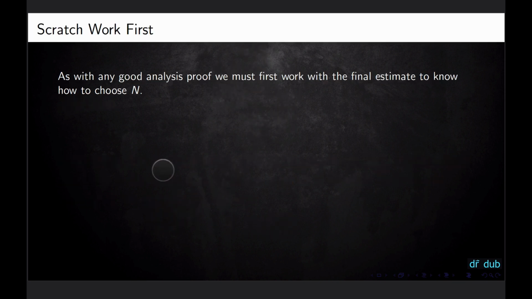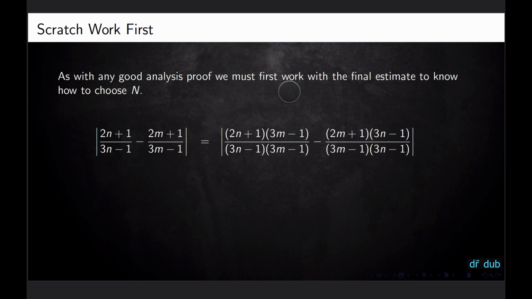As with any good real analysis proof, we're going to start off with the final estimate and work our way backward and see which capital N we need to choose based off of that epsilon. So we're going to let epsilon be greater than 0, of course, and then start with the final estimate. This would be a_n right here, and this would be a_m. I just take my sequence and plug in little n and little m. Then I'm going to find a common denominator: multiply top and bottom by 3m minus 1 here, and then multiply top and bottom by 3n minus 1 on the right.